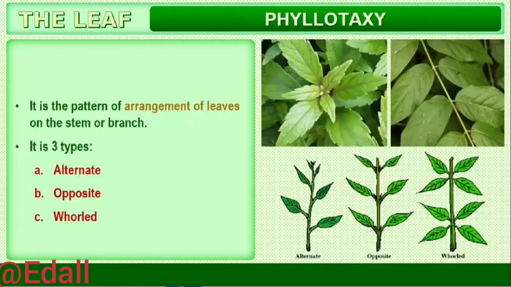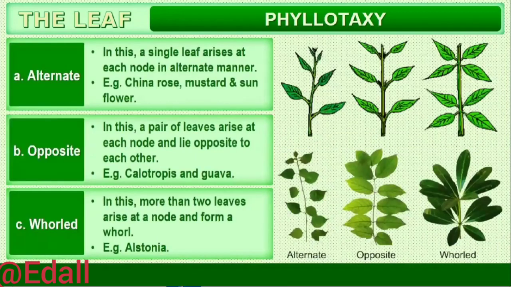5.3.3 Phyllotaxy. Phyllotaxy is the pattern of arrangement of leaves on the stem or branch. This is usually of three types: alternate, opposite and whorled. In alternate type of phyllotaxy, a single leaf arises at each node in alternate manner, as in China rose, mustard and sunflower plants. In opposite type, a pair of leaves arise at each node and lie opposite to each other as in Calotropis and guava plants. If more than two leaves arise at a node and form a whorl, it is called whorled, as in Alstonia.